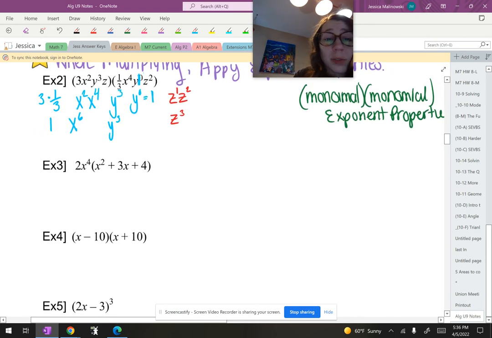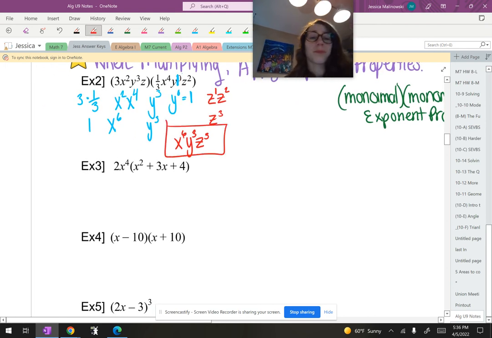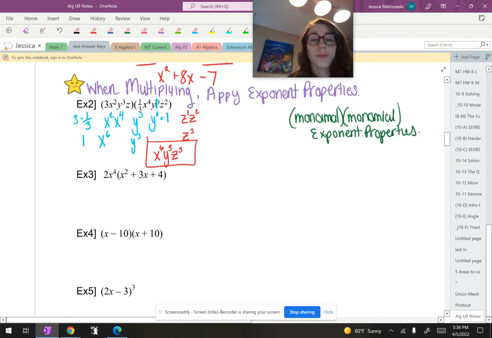Okay, and last but not least, we're just going to put this all back together with a final answer of x to the 6th, y to the 3rd, and z to the 3rd. Boom, boom, boom. That's kind of hard to tell that that's the 3rd. Swoop, swoop.